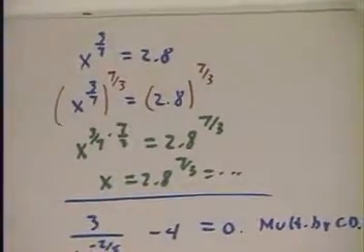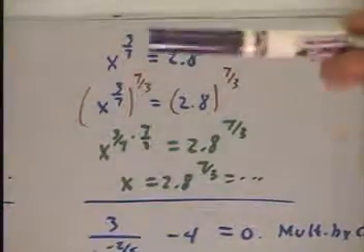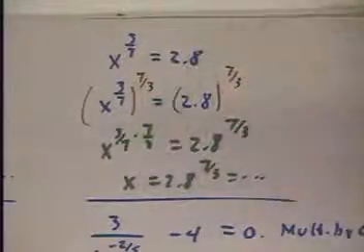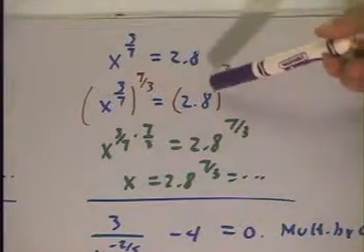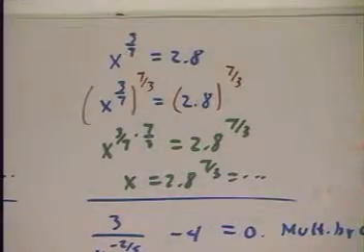If we have x to the 3/7 equals some number, in this case 2.8, then we're going to take the 7/3 power, because 3/7 times 7/3 is 1. And the 7/3 power of 2.8 is something that we again evaluate using a calculator.